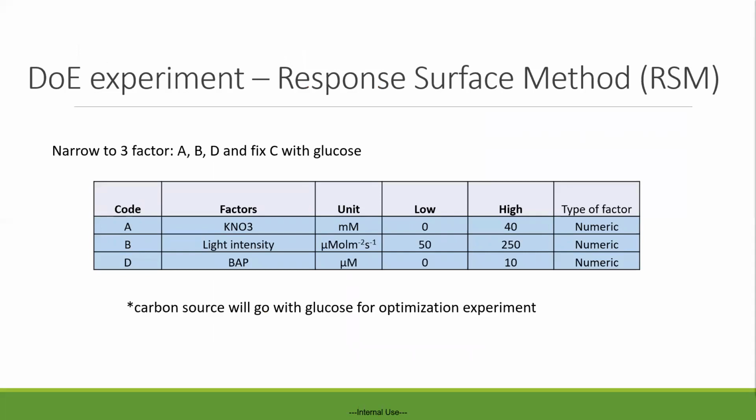To remind us again, from the Pareto chart, A, B, and D were the main effects. Those factors will advance to the next step to run the optimization experiment. C is the carbon source, and it does not have a significant impact on the result. We can use either sucrose or glucose. So in this case, I chose to use glucose.